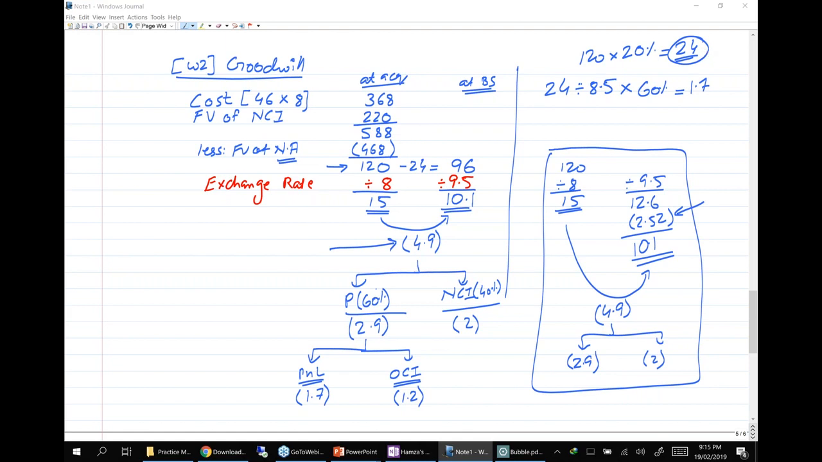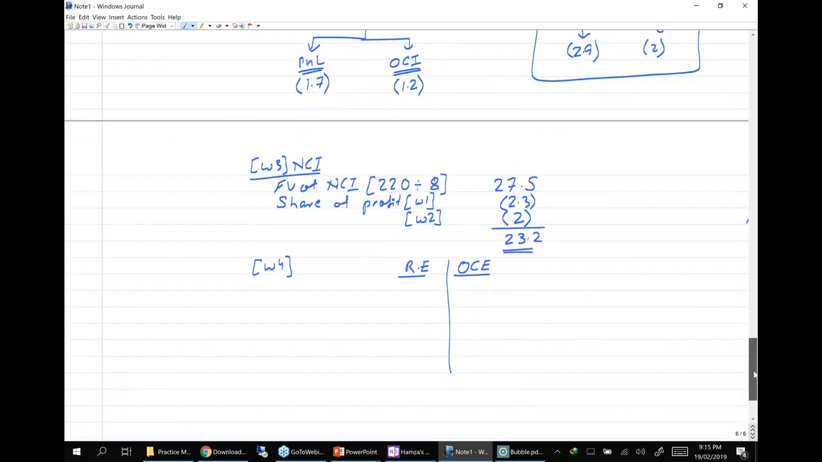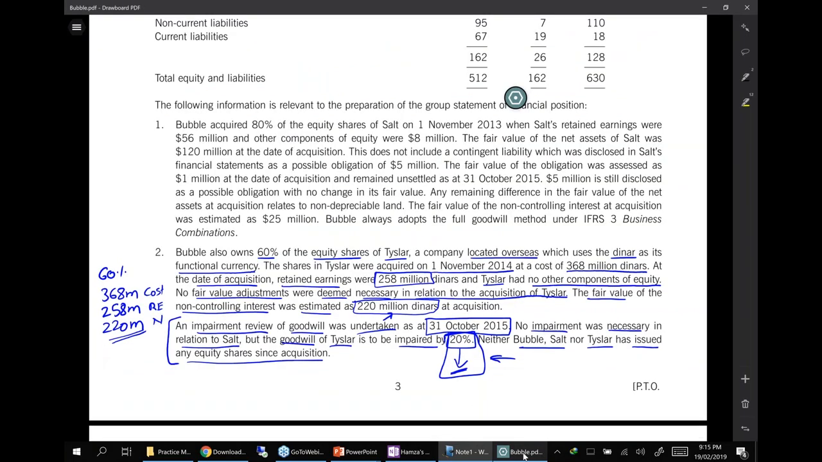Okay, so the last working, which is working number 4, is going to be the group retained earnings and the group's other components of equity. So if I go back to the question, the retained earnings and the OCE of the parent was 230 and 40. So I'm writing 230 and 40 for the parent, which is the bubble.